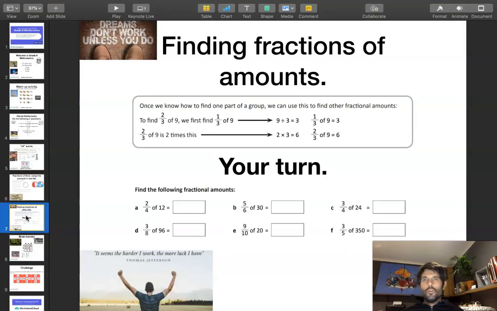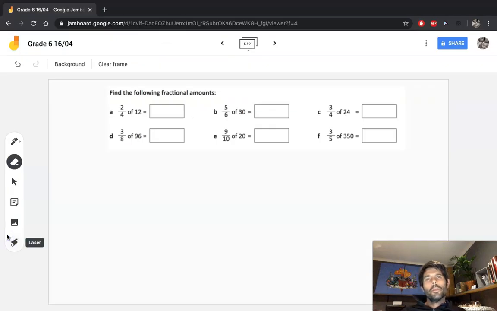Okay, let's move on to finding fractions of amounts. So here, in your fractions of amounts, your numerators are greater than 1. Okay, so I'm going to give you an opportunity to work through these 6 questions by yourself. When you finish, press play and see how you got on. Well done for working those out.